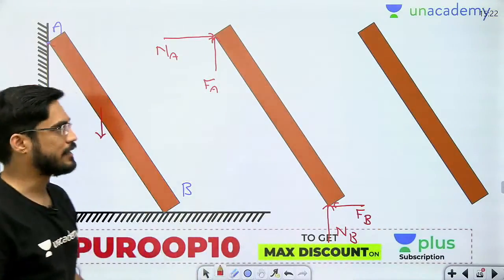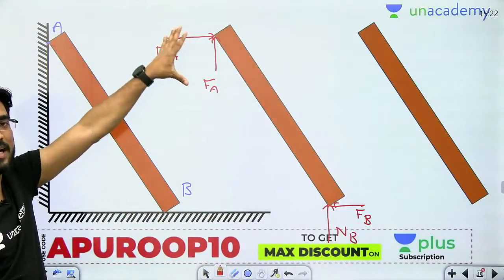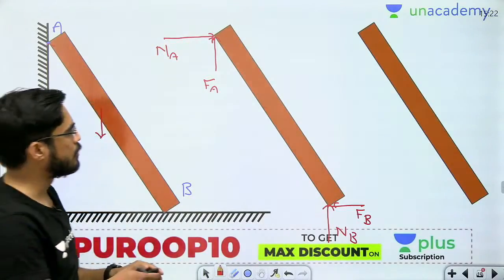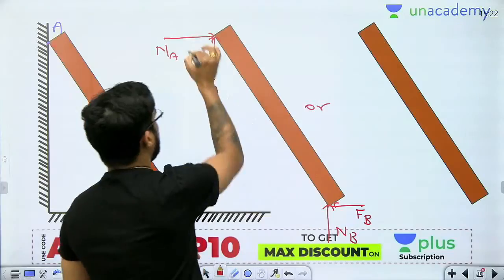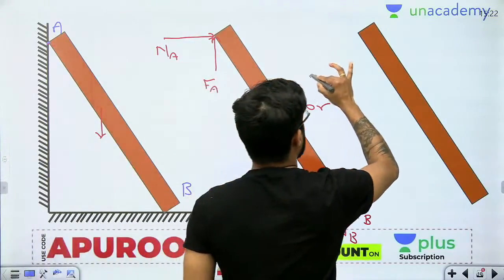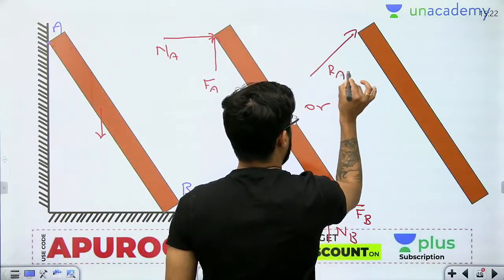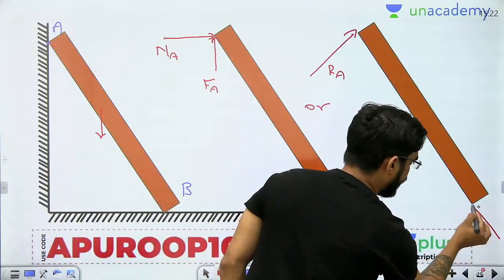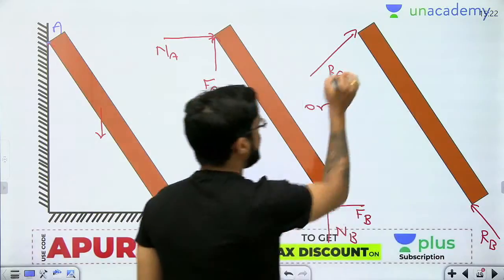Okay. So beta, this is also similar to hinge reaction. Now here also beta, I can show them separately Na and Fa, or I can show them using a single resultant Ra. Here also a single resultant Rb. What is Ra?